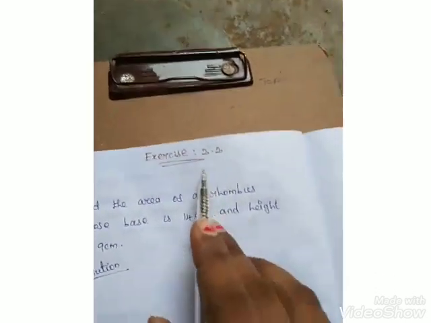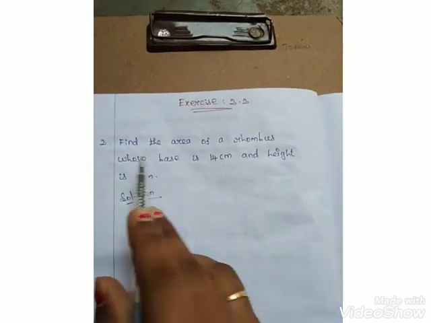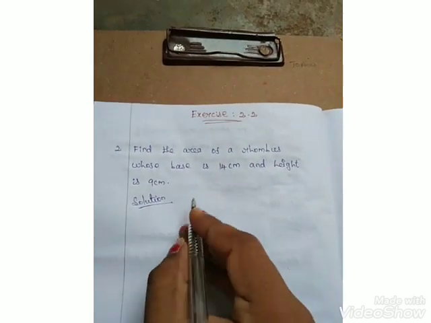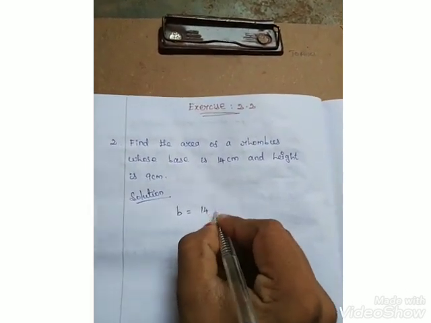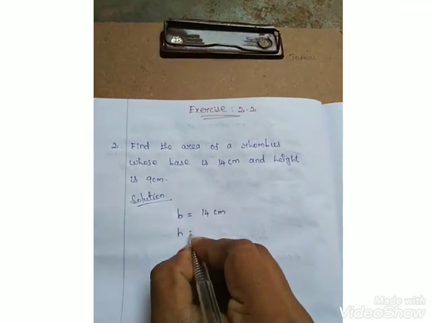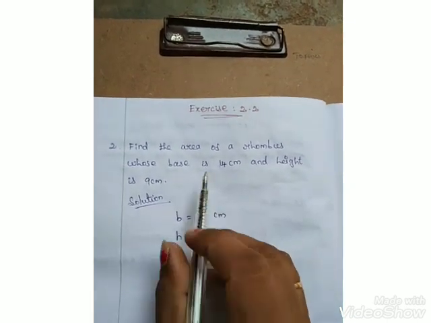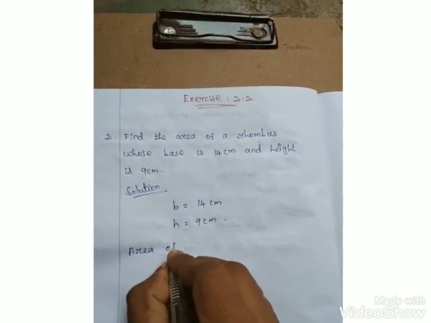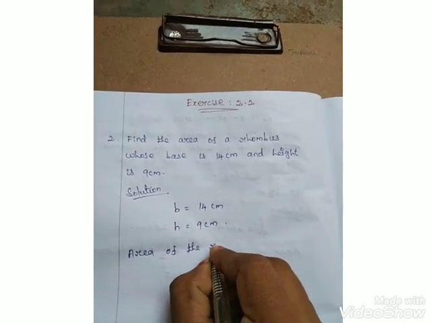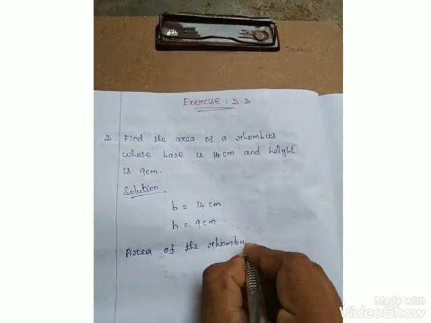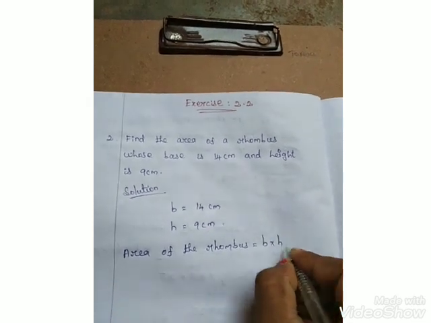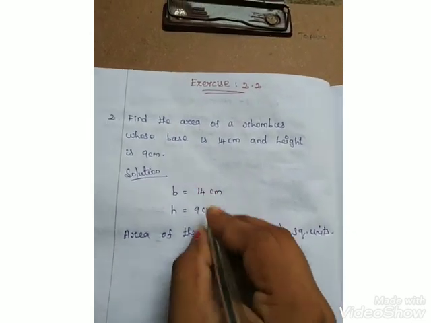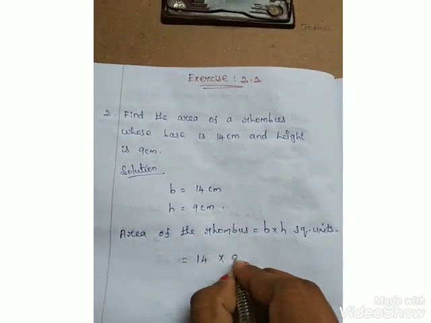Okay, next see example 2.2 second sum. Find the area of the rhombus whose base is 14 cm and height is 9 cm. Given that base is 14 cm and height is 9 cm, we can calculate the area of the rhombus. Already know the formula. What is that? Area of the rhombus is equal to base into height square units. Okay, base is 14 into height is 9.